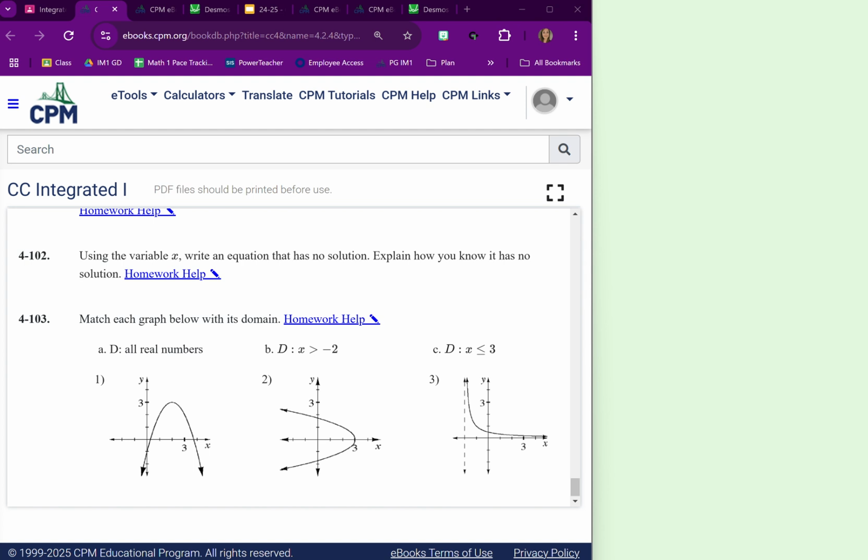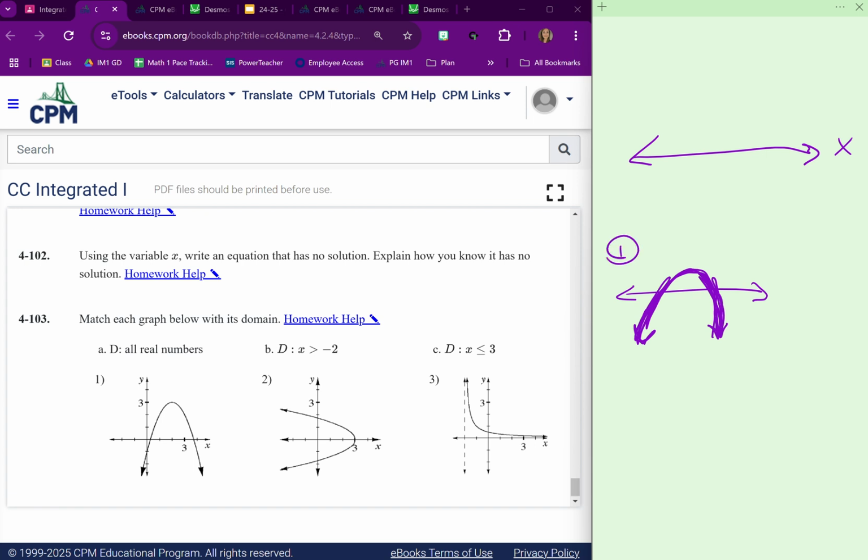Okay, the last question on this assignment, 4103, is talking about the domain. The domain measures your x distance or how far you travel left and right. So in that first example of this parabola facing down, we can see that you will forever travel to the left as I travel down this part of the function, and you will forever travel to the right as you travel down this part of the function. So nothing's restricting you from going left or right. For the first graph, I would say the domain is all real numbers. And that's option A.